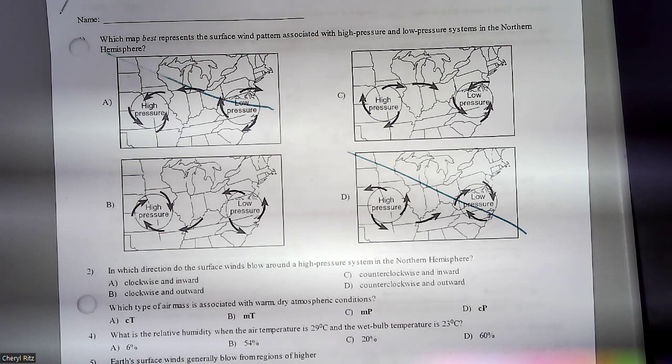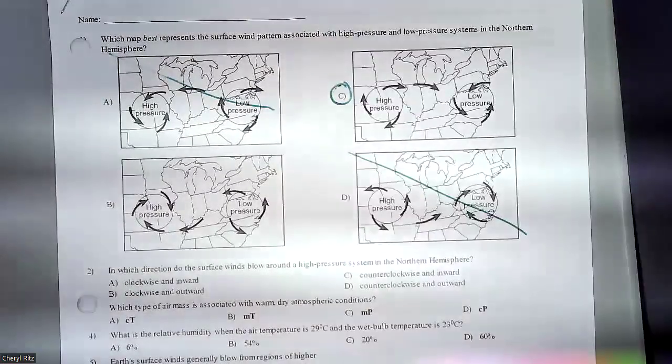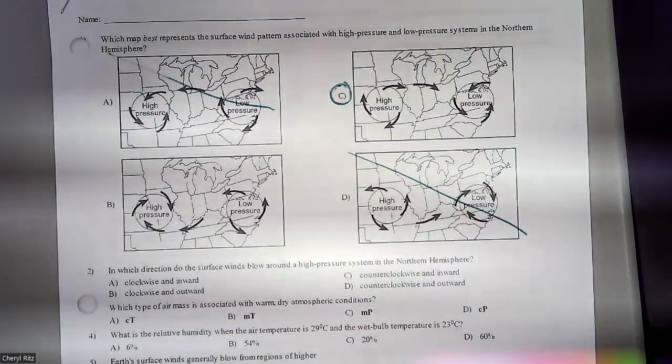So yeah, the answer is C here because it is going clockwise around the high, counterclockwise around the low, out of the high into the low.